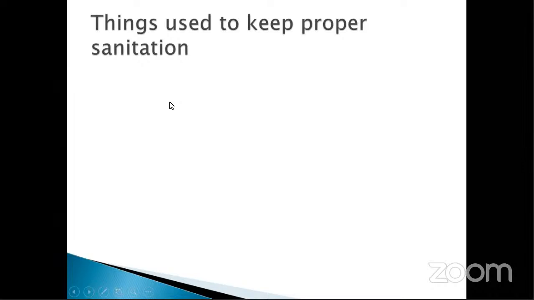So things used to keep proper sanitation. Things used to keep proper sanitation. Who could be having an answer? By show of hands. Yes, Nakacha. Broom. Good. We have the broom.